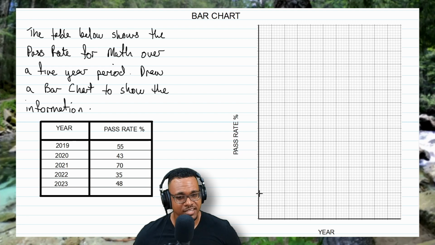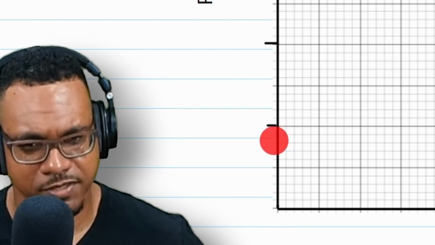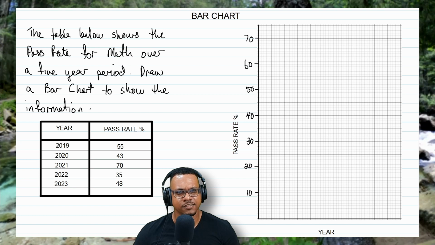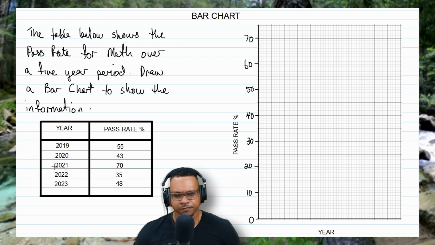So I'll choose to go up by 10 units every 2 centimeters. So this block here is a 1 centimeter block. So from here to here is 2 centimeters. So I'll be going up by 10 units every 2 centimeters. So here will be 10, here will be 20, 30, 40, 50, 60, 70. And of course, down here would be 0.